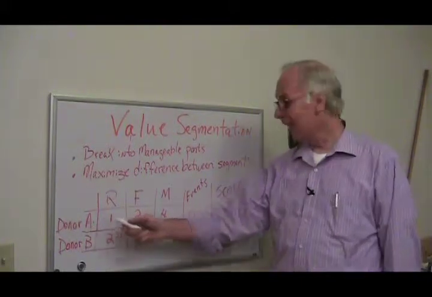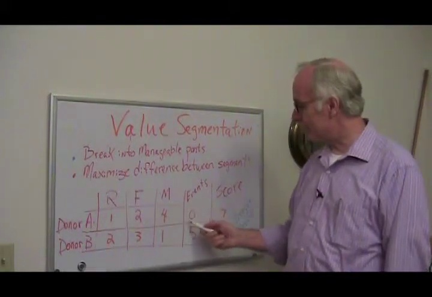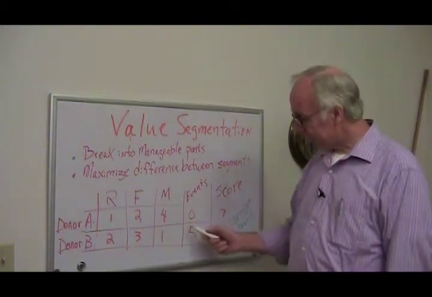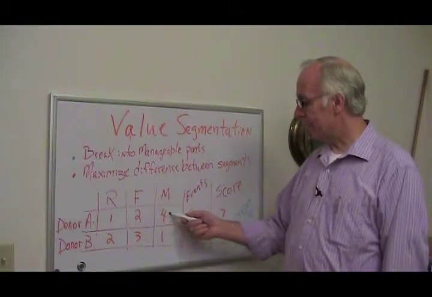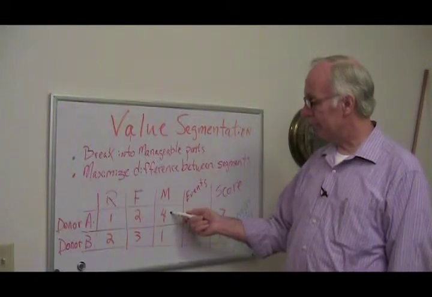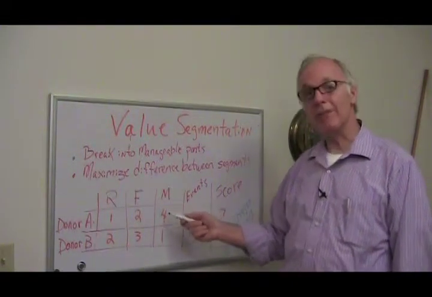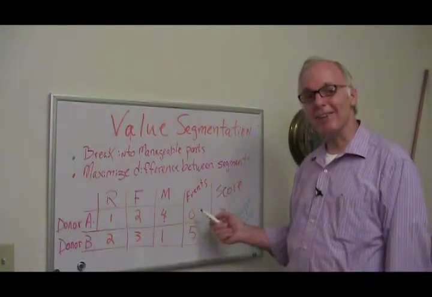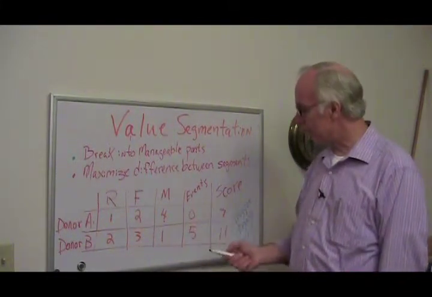So in this case, donor A hasn't come to any events, they don't get any points. And donor B, who really hasn't given as large gifts, because we saw back here in donor A, they scored higher because they've given $1,000 gifts. But donor B has really attended a lot of events, and so we're able to give them a score.